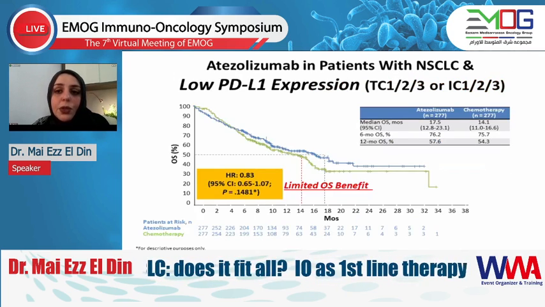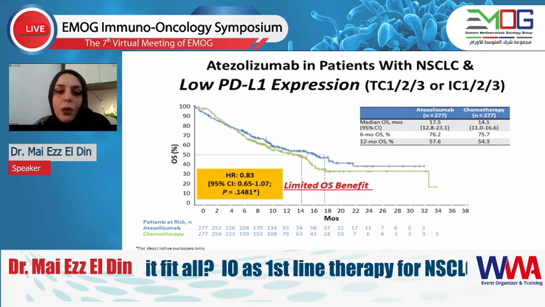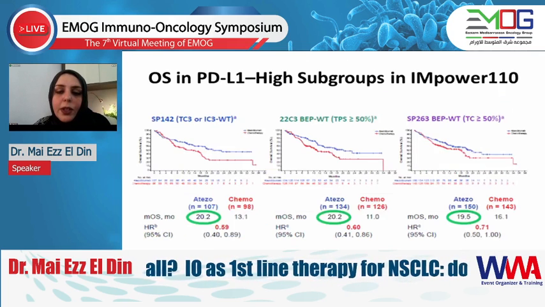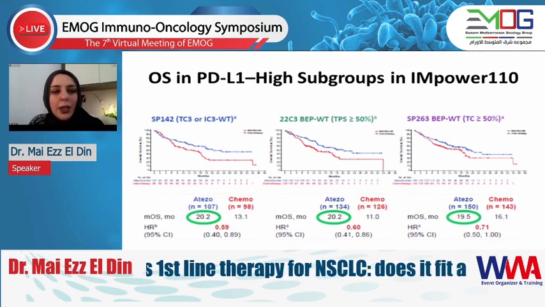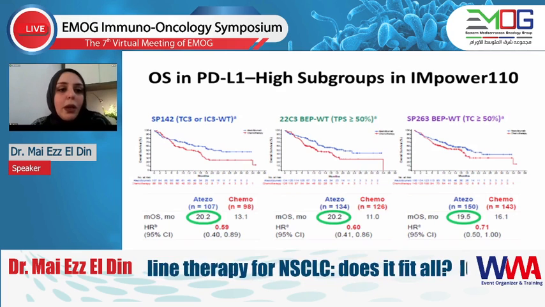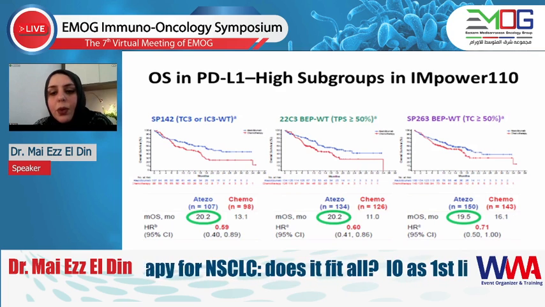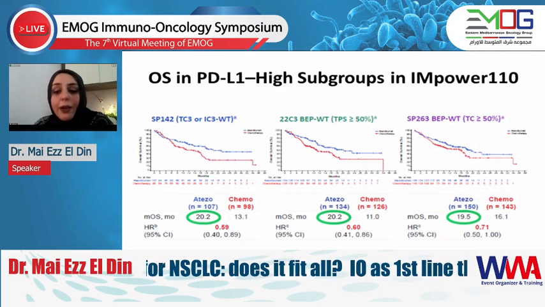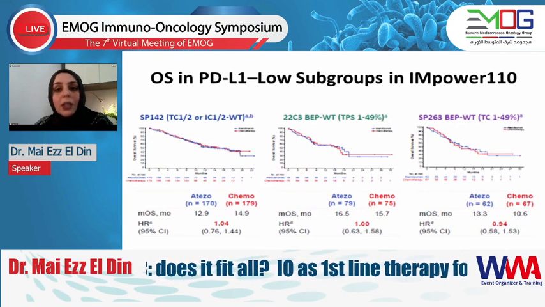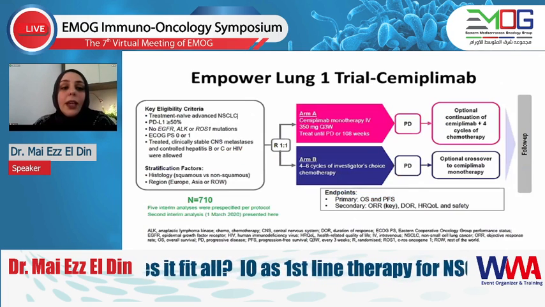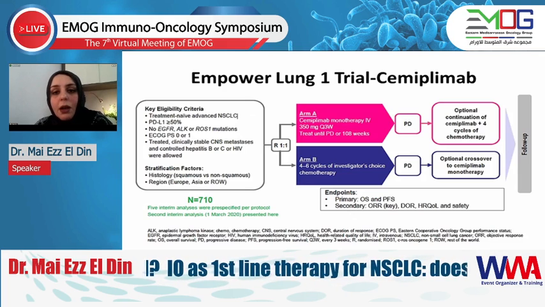But this was in the high expressors, and in the low TC123 or IC123, we did not see this overall survival benefit. In fact, this was interesting. This analysis was performed using different assays for measuring immunohistochemistry PD-L1 expression, SP142, 22C3, and SP263, and they all seem to show the positive benefit that we would see with these agents, and yet the lack of benefit with immunotherapy in the low expressors.